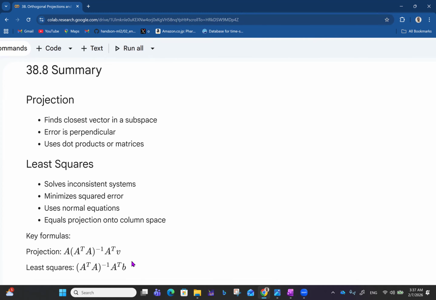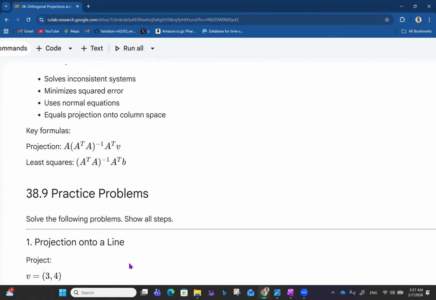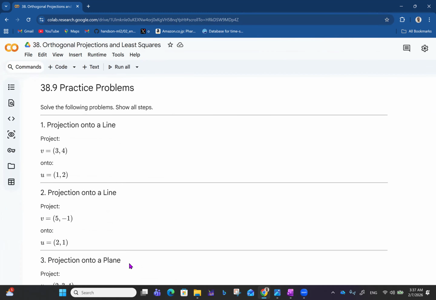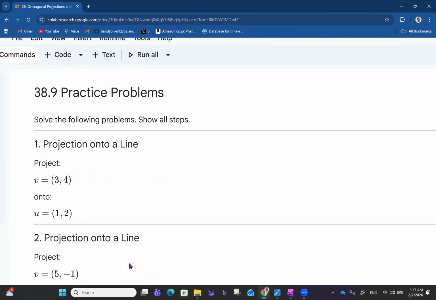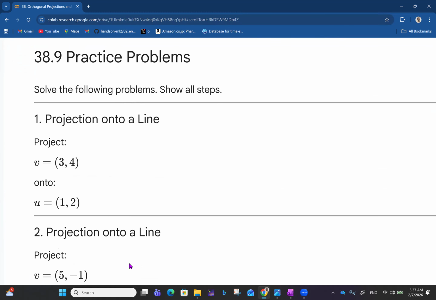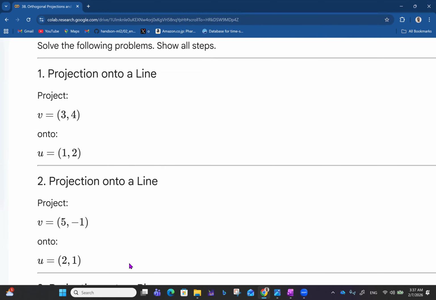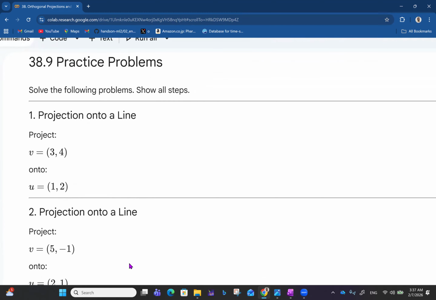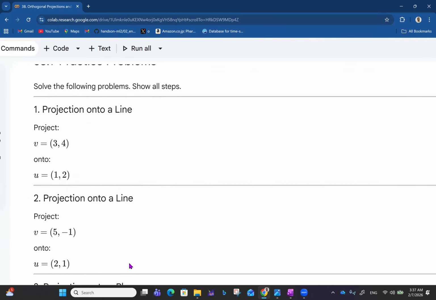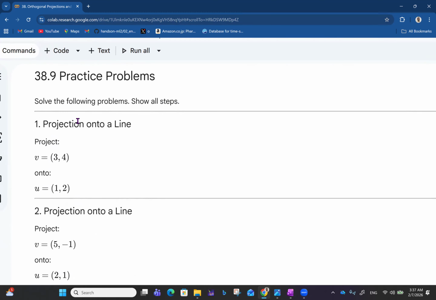This will give you the value of the variables you might be looking for. So we have some practice problems right here, and based on what I've done, you can also follow all this. So I can show them in twos. Solve the following problems and show the steps. So, projection onto a line: project (3, 4) onto this. So that'll be V dot U all over U dot U times U, right?